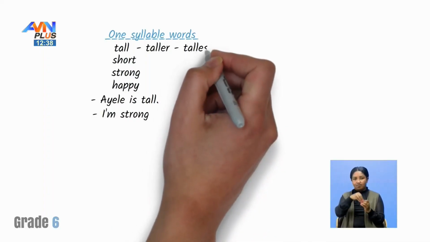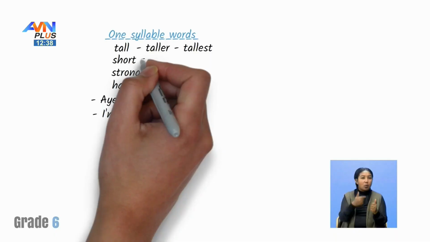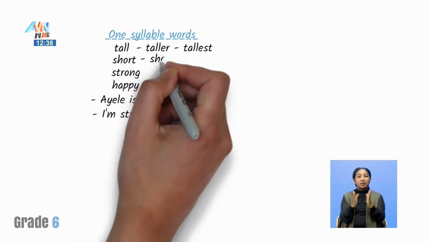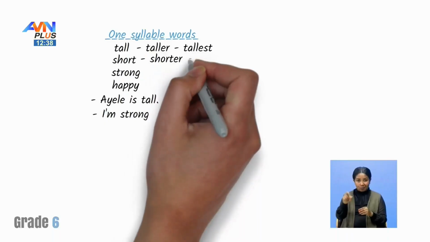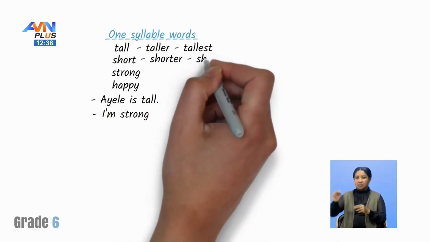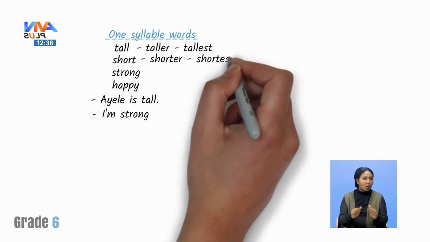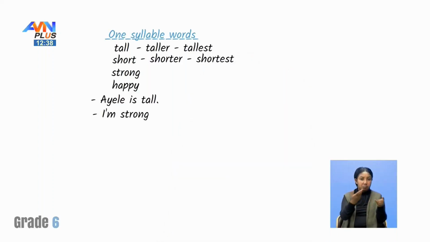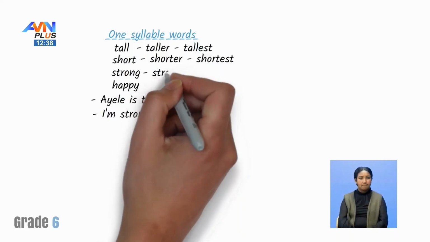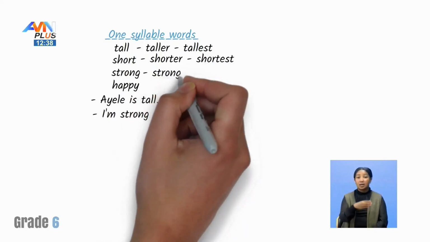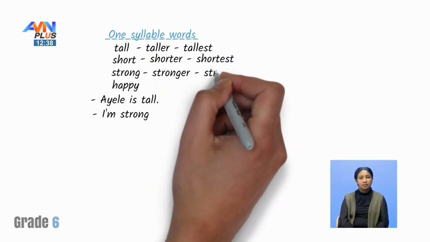Let's go. Short. Yeah? How do we say? Comparative, shorter, and superlative, shortest. All right. How about strong? Stronger. Very good. Stronger. And its superlative, strongest. Good. Strongest.